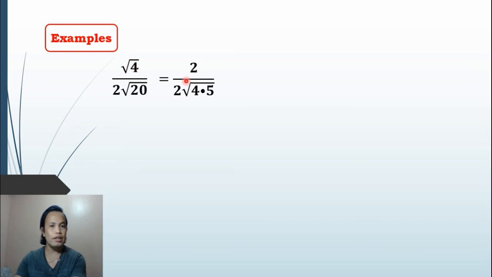Then we have the 2 here, we copy the 2, and 20. Since 20 is not a perfect square, we factor out 20 in such a way that one of the factors will give us a perfect square. Those factors are 4 and 5. 4 is a perfect square. Then we simplify further. We copy the 2 in the numerator. We copy this 2 here, which is this one.